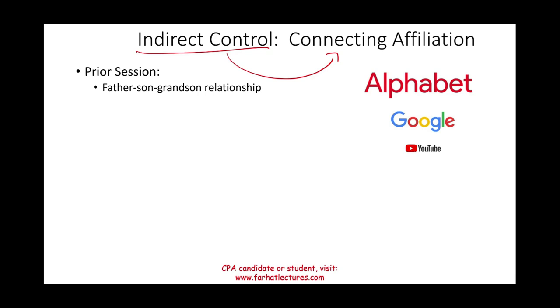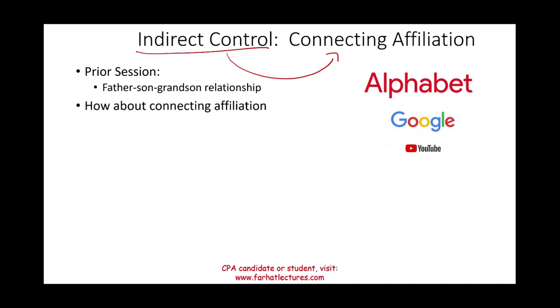For example, a company like Alphabet owns 80% of Google, or 60%, more than 50%. Then Google in turn owns, let's assume, 60% of YouTube. Now, Alphabet, notice, doesn't own any shares in YouTube. However, Alphabet owns YouTube through Google. So this is a father-son-grandson relationship. But that's not the only relationship where you could have control.